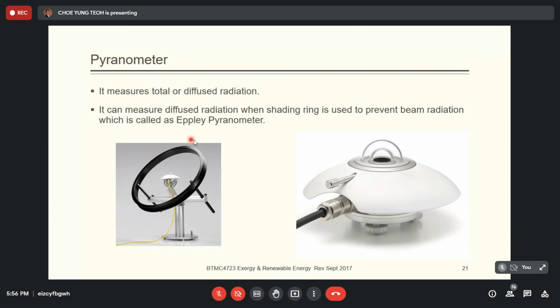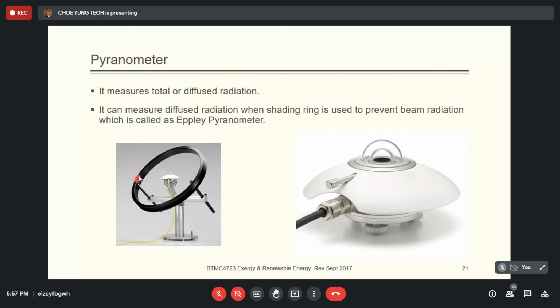And this one is a similar case, but it's the upgraded version of the pyranometer. We call it an shaded pyranometer. You can see that there's a black ring over here. And this device only measures the diffuse radiation. Remember, this one is open so that you absorb sunlight from all directions. So I can say that the measurement refers to the total radiation.